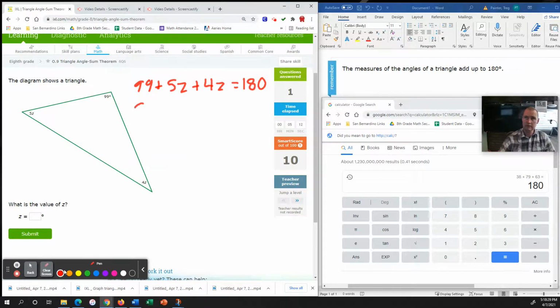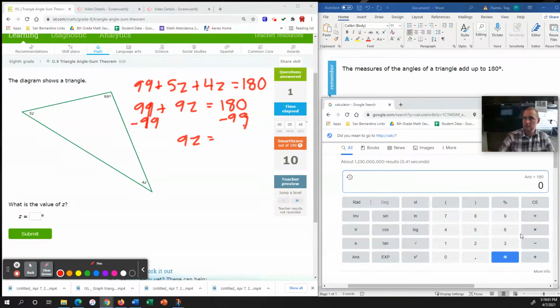So leaving 99 alone because it's the only number there by itself, plus 5z and 4z can be combined to 9z. So we got 9z here equals 180 degrees. All right, we're going to subtract out 99 from both sides. So minus 99, 180 minus 99. And 99s are out. We got 9z equals 180 minus 99. Ooh, let's see. 180 minus 99 takes us to 81.